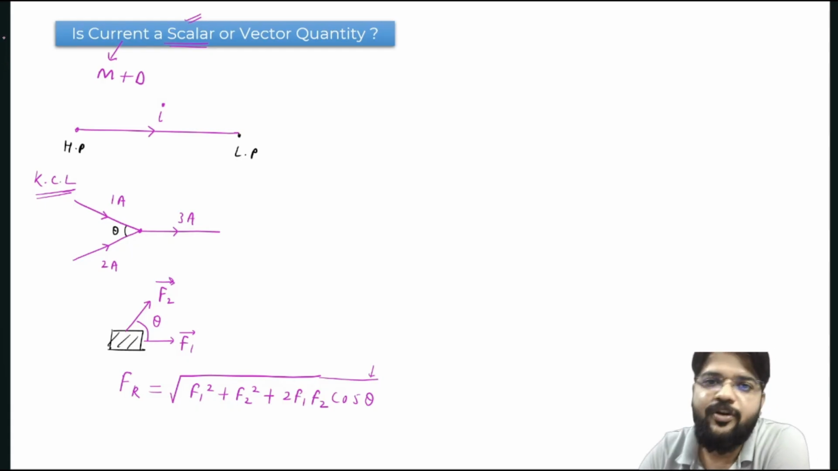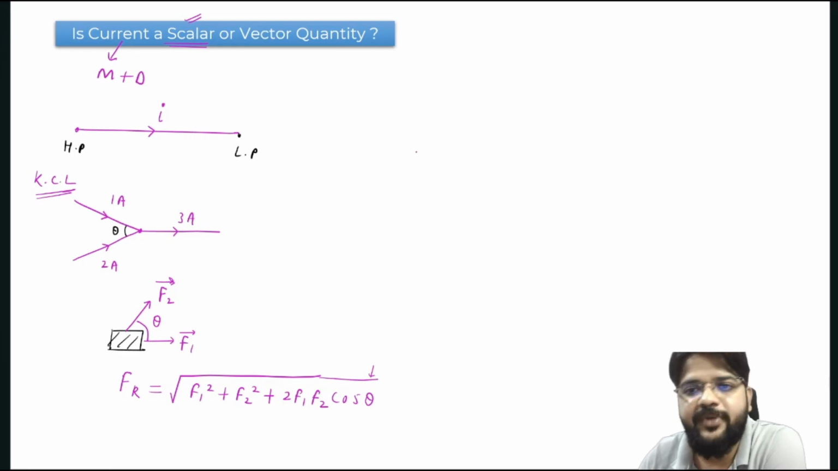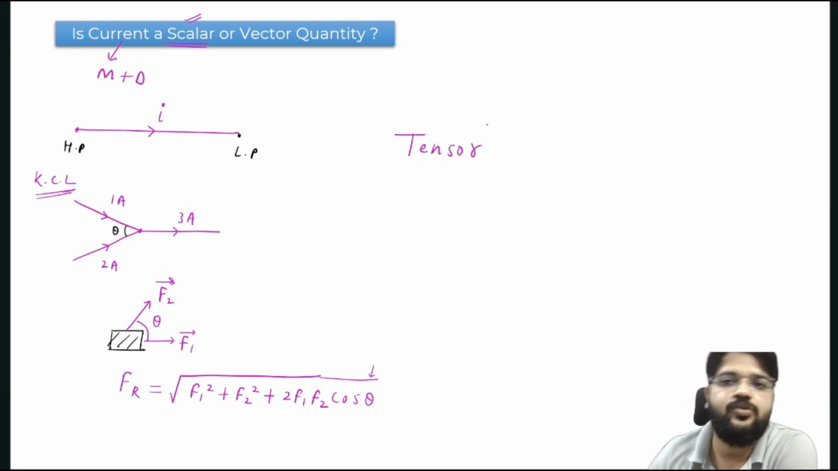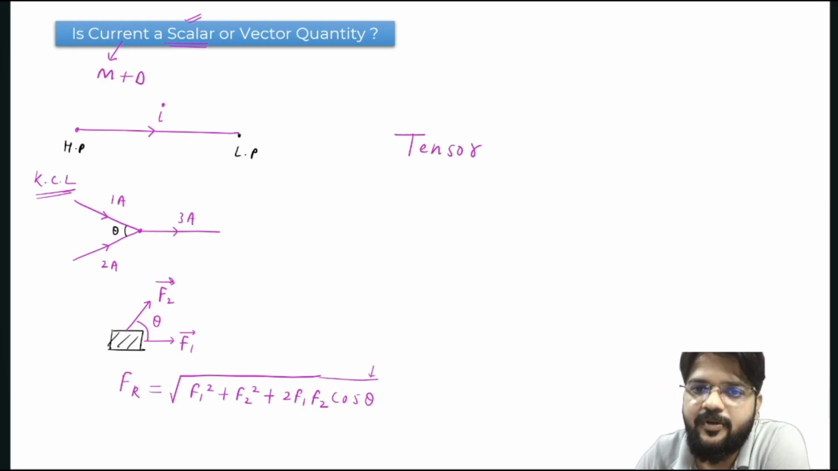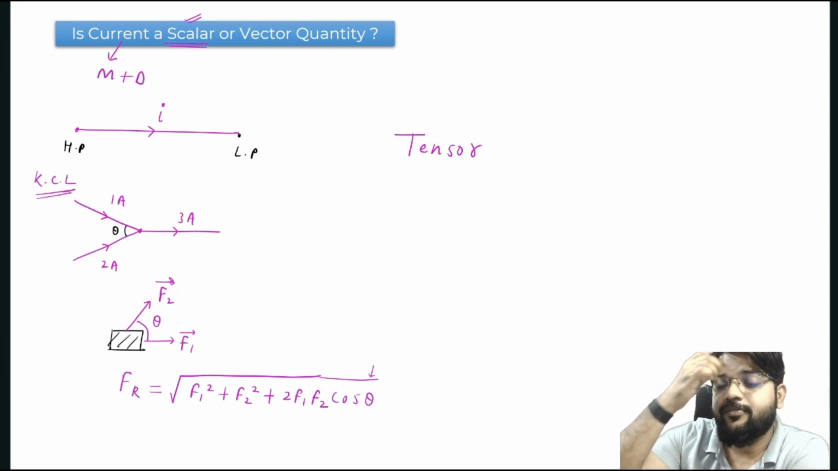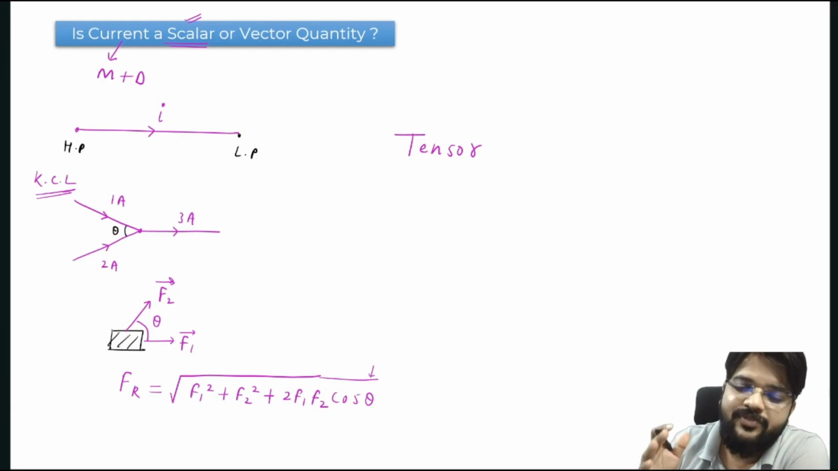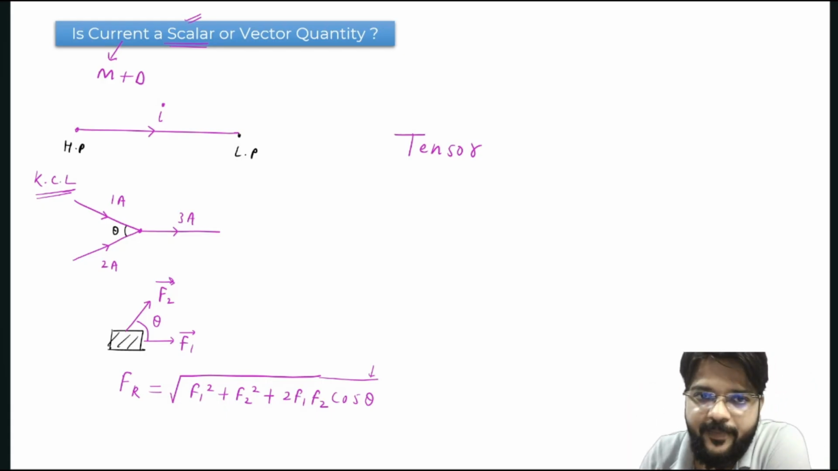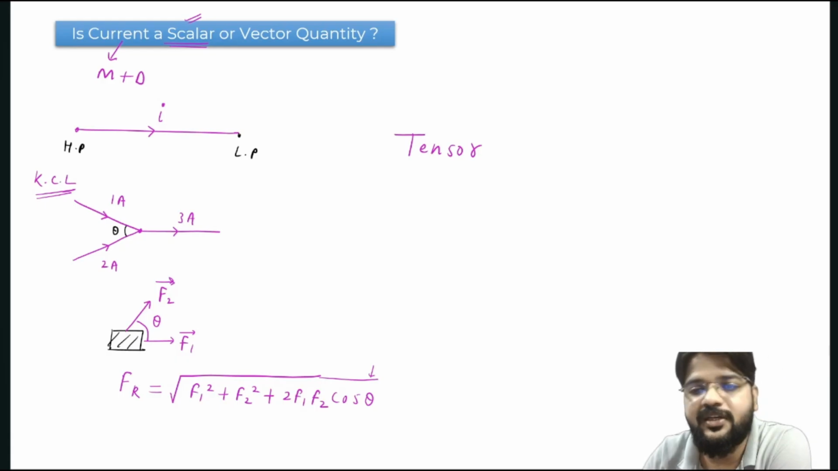But suppose we have three options: vector, scalar or tensor. Then which one is correct? The correct answer will be tensor. Tensor is the most accurate answer. Why is tensor the more accurate answer? Because if a quantity has magnitude as well as direction, but it is not following vector laws, then that type of quantity is known as a tensor quantity. The same thing is happening with current also. Correct? That's why current is what? It is a tensor quantity.